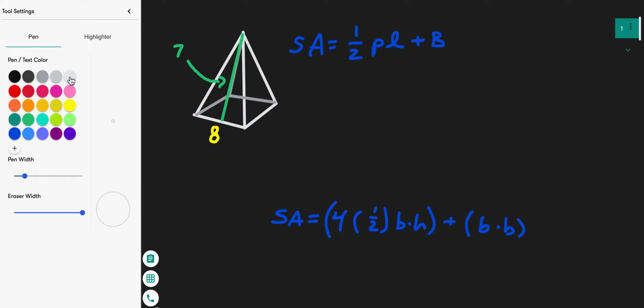This is the one that I'm sure most of you are probably used to. It is basically surface area is equal to 1/2 the perimeter of the base. So this square down here, the perimeter of that, times the length, which is this green 7 here, and then plus the area of the base. Okay, so this is one way.